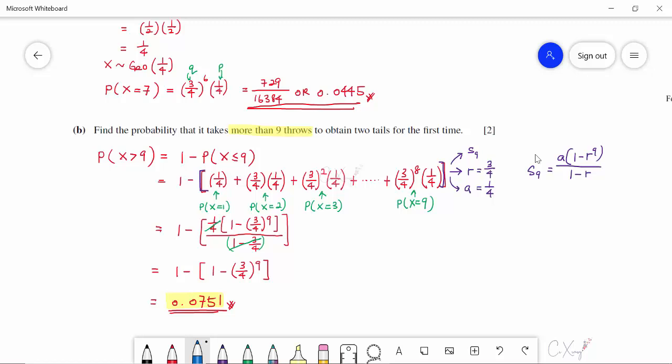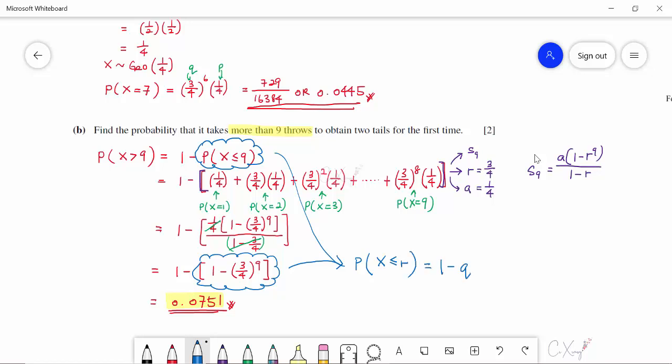For the shortcut formula, you should have a look at this one. And this P(X ≤ 9), in the end you can summarize it into this part, where if I combine these two together into a general formula, you will get something like this, which is P(X ≤ r) equals 1 minus q^r.